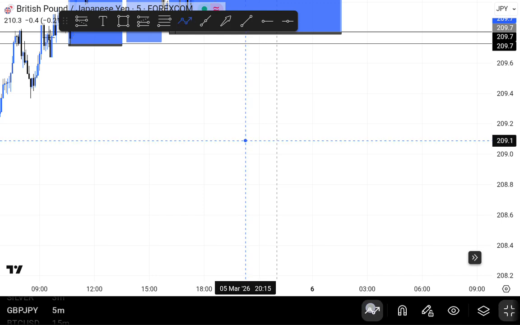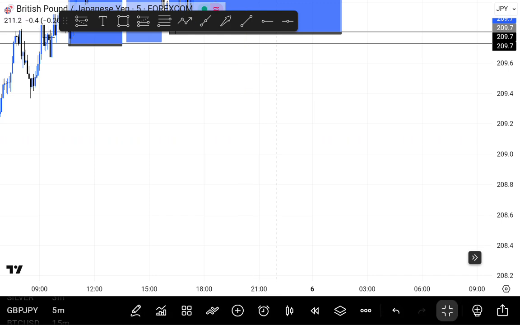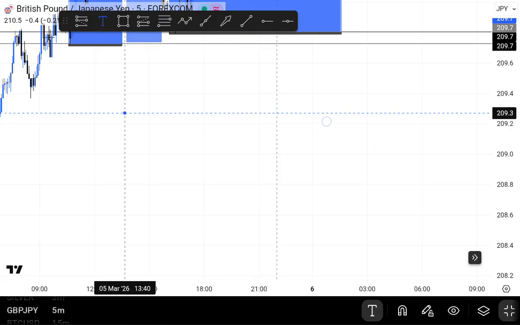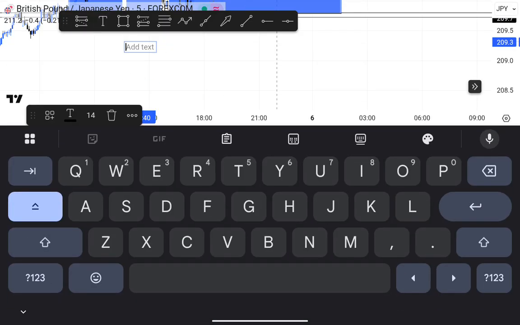Like I said, I use two types of market structure. Advanced market structure uses advanced structures.